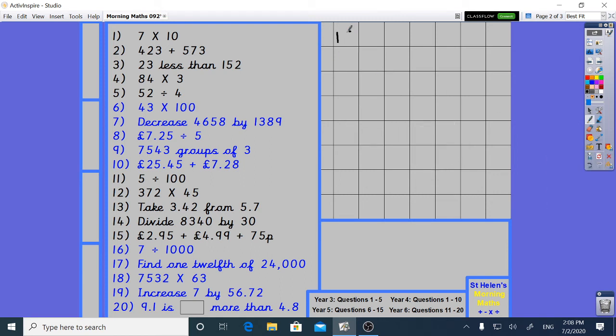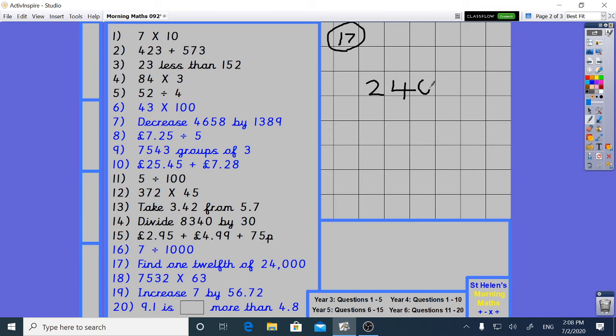Question 16. Year 6 want me to go fast, so I'm going to start going fast. Question 16, moving method, 7 divided by 1,000. I'm going to get my 7, place a decimal point at the end. Line one up 3 places smaller. 1, 2, 3. 7 goes right over there. When you divide by 1,000, things get really small. 0.007.